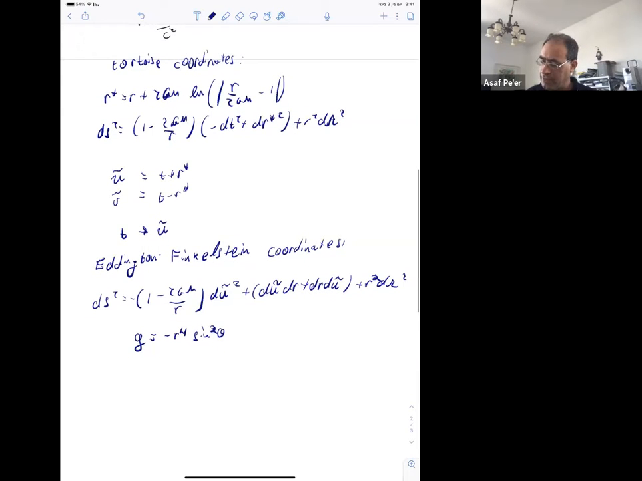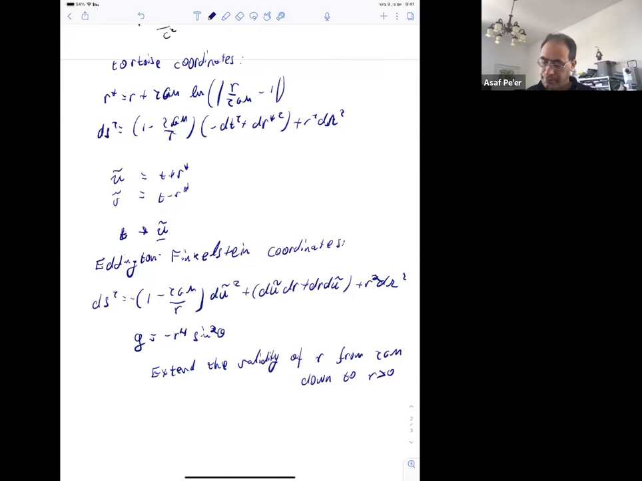Because we're now having a coordinate which is well behaved, doesn't go to infinity, then we can extend the validity of r from 2GM down to r equal to 0. Right, r greater than 0.